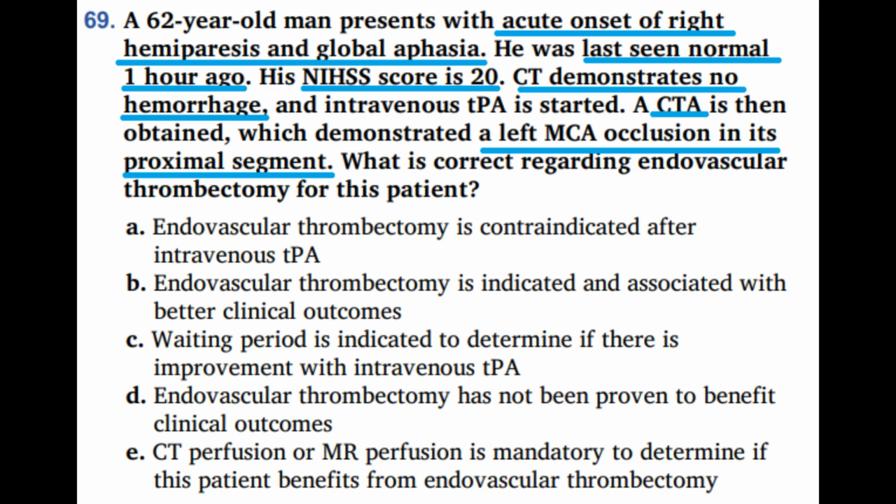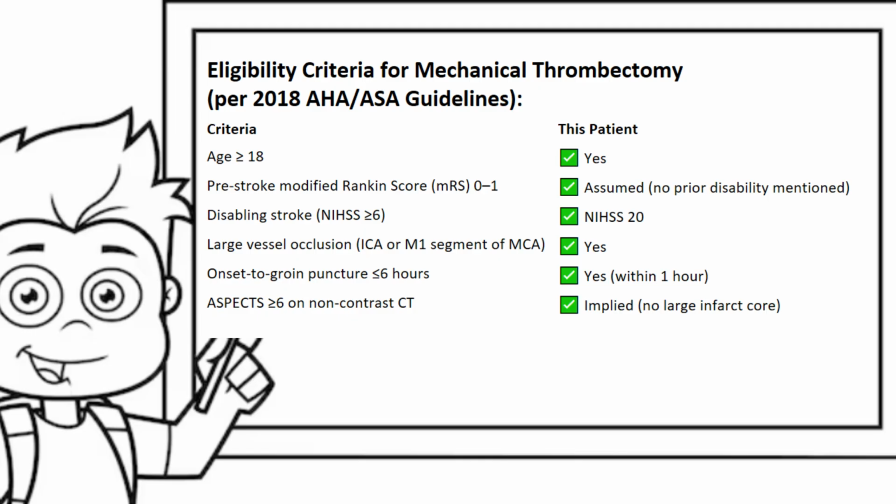So, why is endovascular thrombectomy indicated? This scenario clearly checks every major box for a Class 1, Level A recommendation for thrombectomy according to the American Heart Association or American Stroke Association guidelines. The eligibility criteria for mechanical thrombectomy include: 1. Age greater than 18, which our patient clearly is.